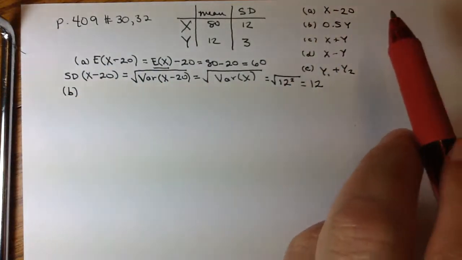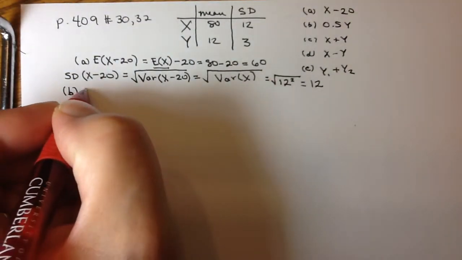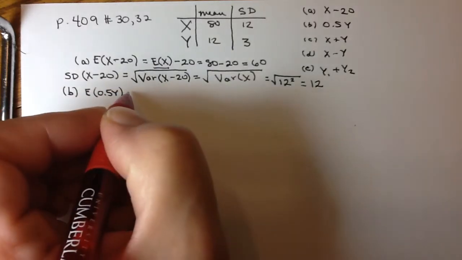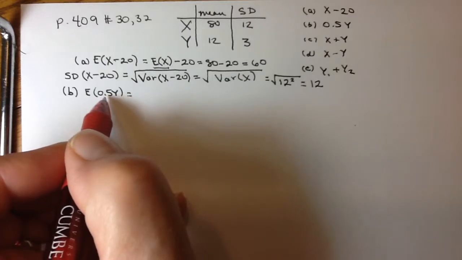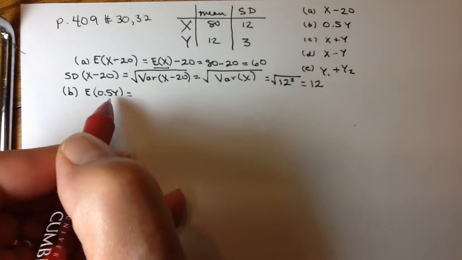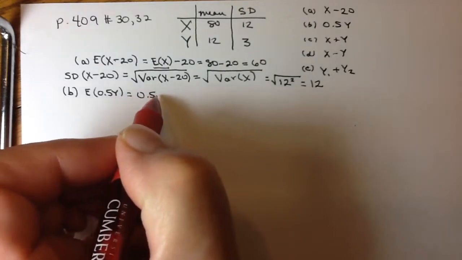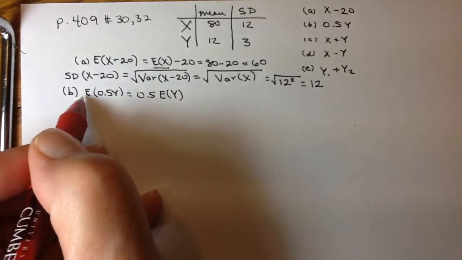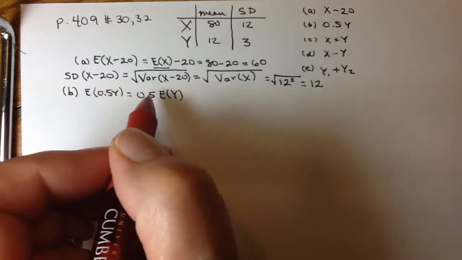Part B, we're looking at 0.5y. We want to know the mean of that, so the mean of 0.5y to start with. So we have some variable y, we take half of every value. That in turn makes the mean half as big as it was. So we'll pull that 0.5 out and multiply by E of y. So basically you just pull it out. Half of the variable is equivalent to half of the mean.